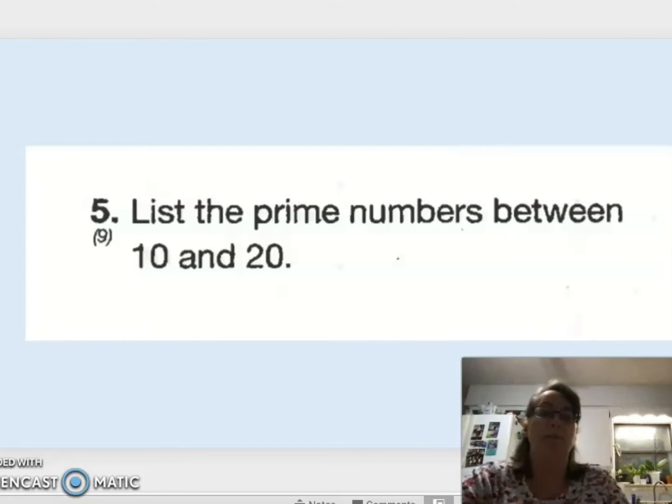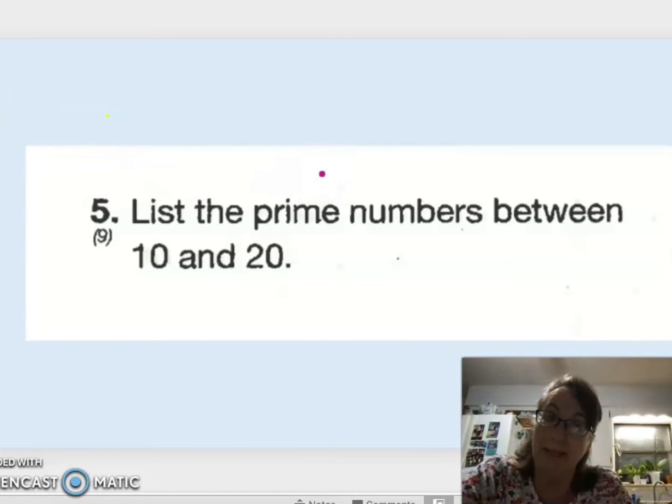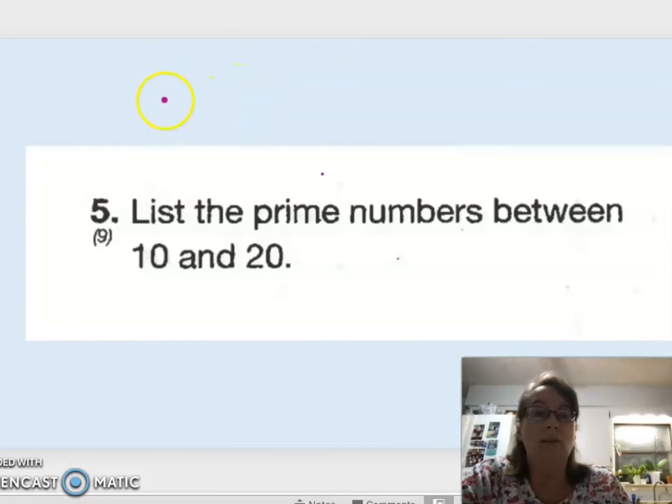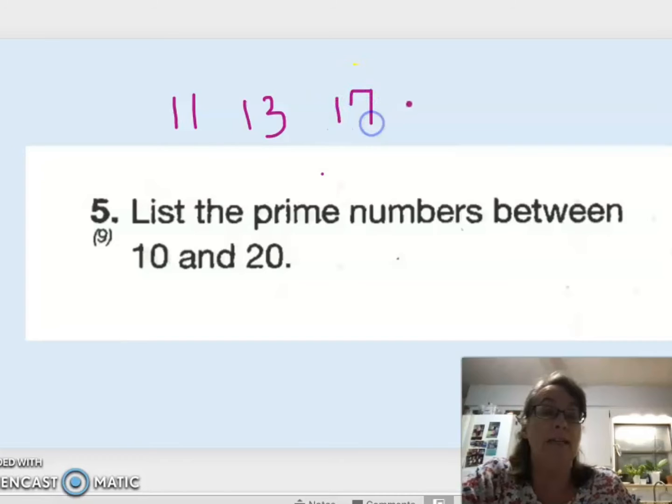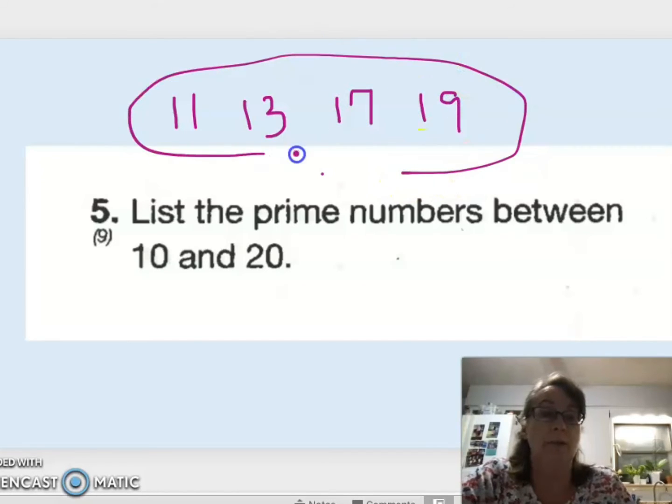List the prime numbers between 10 and 20. So between means not including 10, which is okay because 10's not prime. So we're going to start with 11. 11 cannot be divided by anything besides itself and 1. Okay, 11, 13. Remember, any even numbers are divisible by 2. So now we're going to skip 15 because 15 is not prime. It's divisible by 5 and 3. And then 17 and 19. There are your prime numbers between 10 and 20.